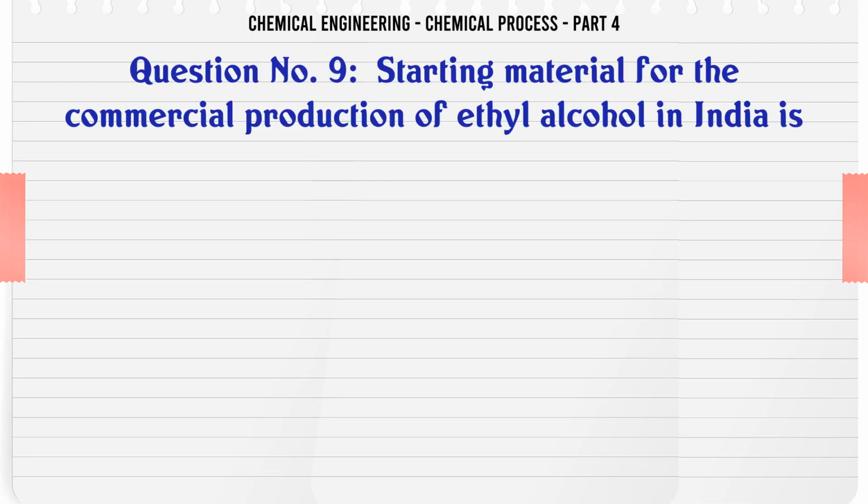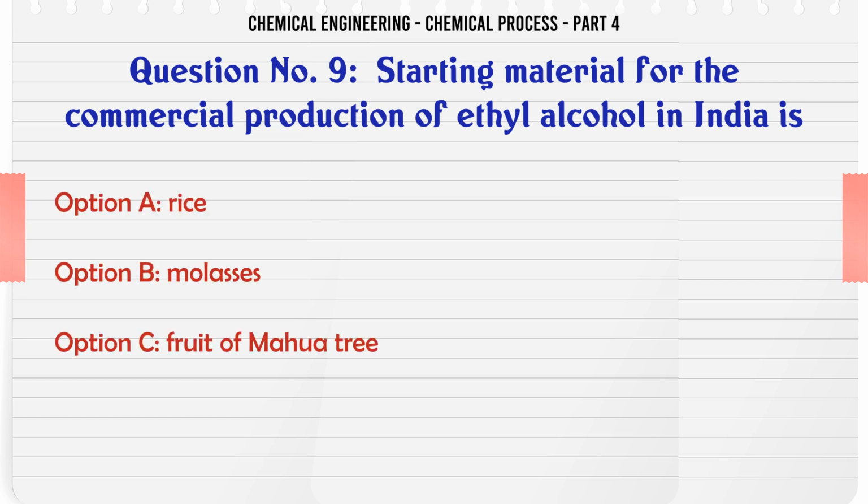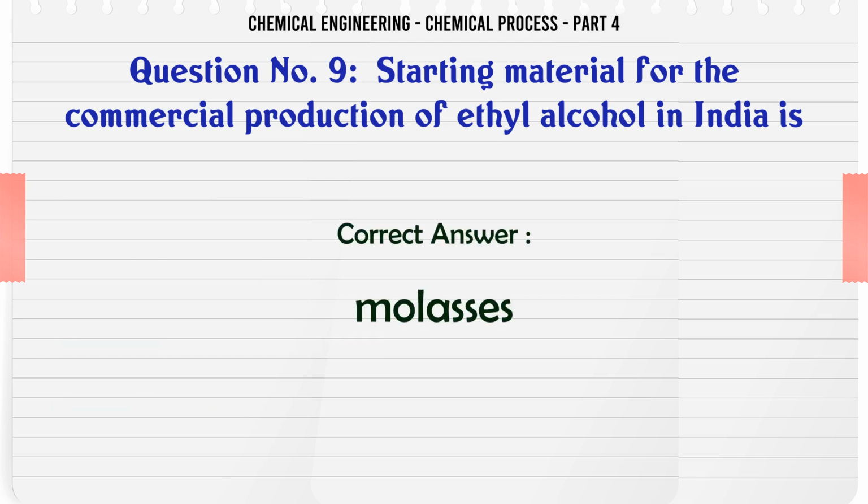Starting material for the commercial production of ethyl alcohol in India is A. Rice, B. Molasses, C. Fruit of mahua tree, D. Maize. The correct answer is molasses.